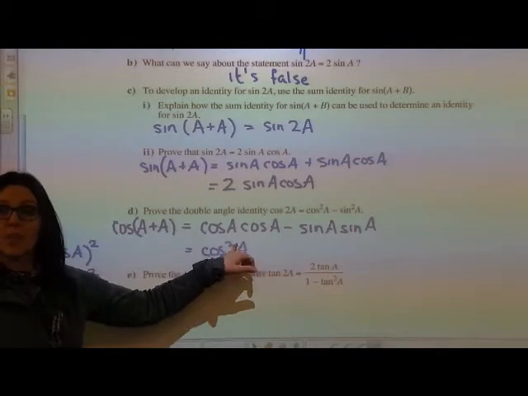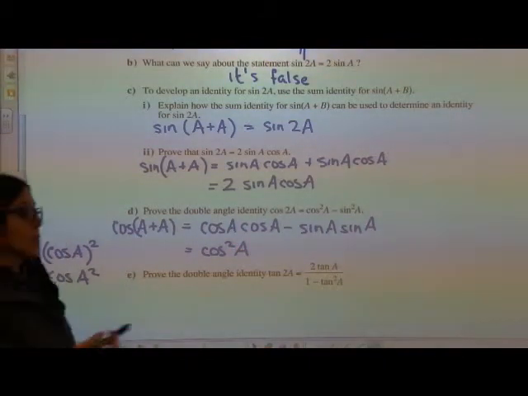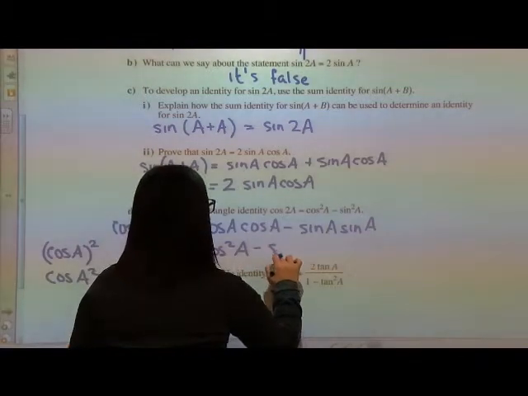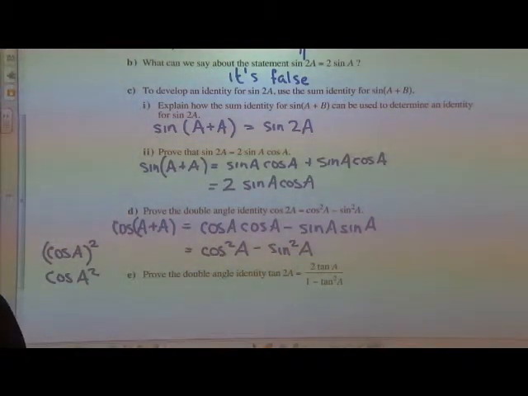That's why we tend to put the squared with the cos. And then if I take sine a and multiply it by sine a, I would get sine squared a. Okay?